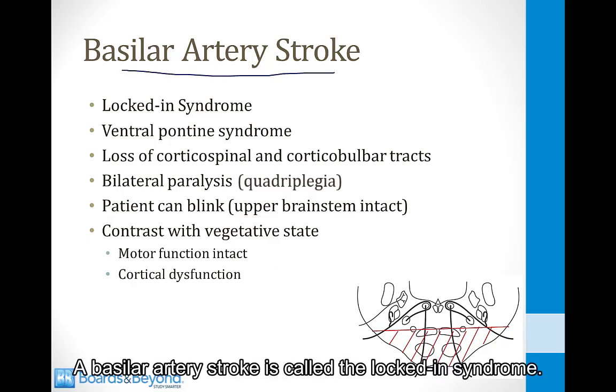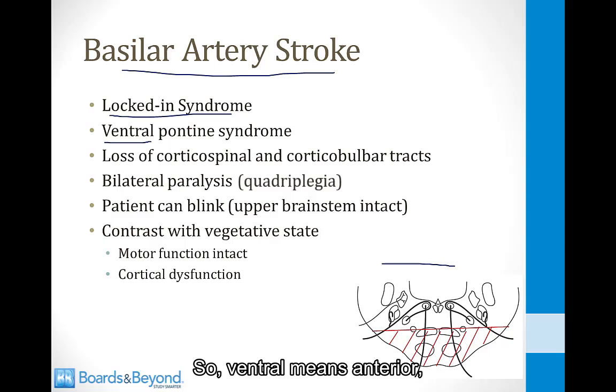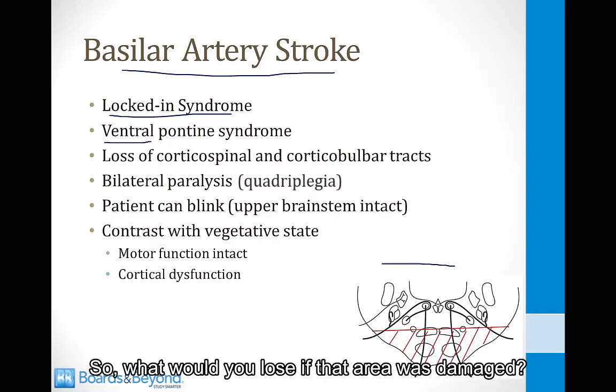A basilar artery stroke is called the locked-in syndrome. It's also called the ventral pontine syndrome. So let's take a look down here on the right. Ventral means anterior, and so this is an anterior pons syndrome. In red, I've drawn damage to the anterior pons. So what would you lose if that area was damaged?